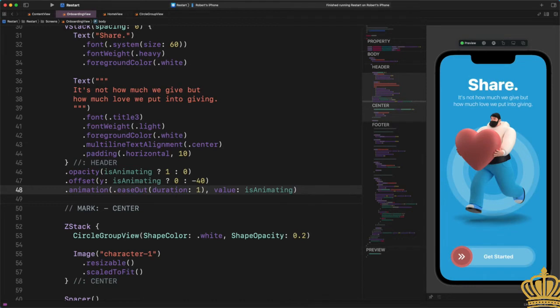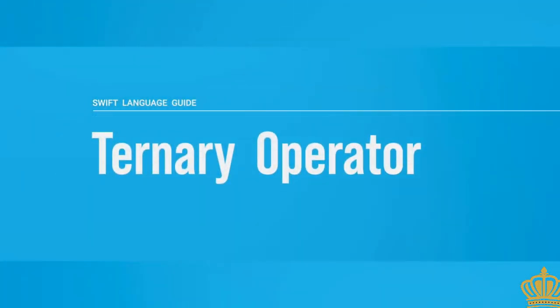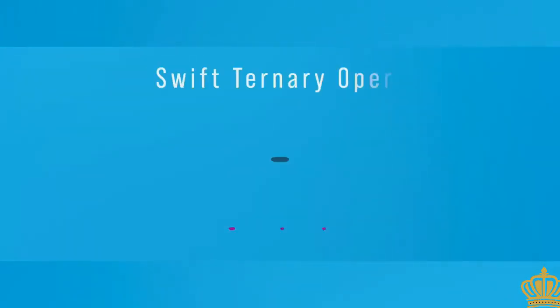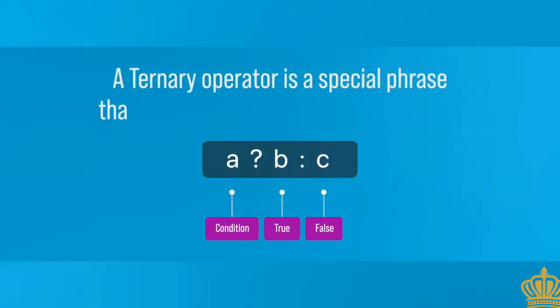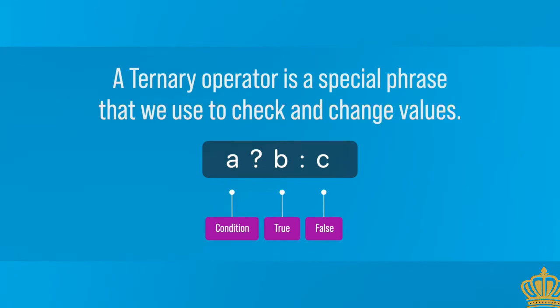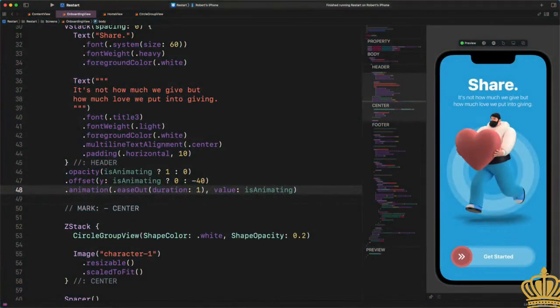Now let's hold on a sec and talk about this code a little bit. Alright, the first thing that we need to cover is the strange code inside the opacity and offset modifiers. So let's start with this specific Swift code: the ternary operator. You know, Swift has a particular operator called the ternary operator. It works with 3 values at once, which is where its name comes from. The ternary operator checks a condition specified in the first value. And if it's true, then it returns the second value. However, if its value is false, then it returns the third value.